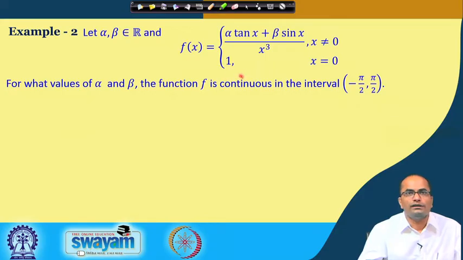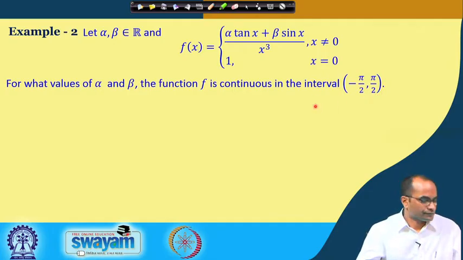Now, one example here. Let alpha, beta be in R, real numbers, and we have f of x equal to (alpha tan x plus beta sin x) over x cube when x is not equal to 0, and the value is 1 at x equal to 0. In this case we want to find for what values of alpha and beta the function f is continuous in the interval minus pi by 2 to pi by 2.